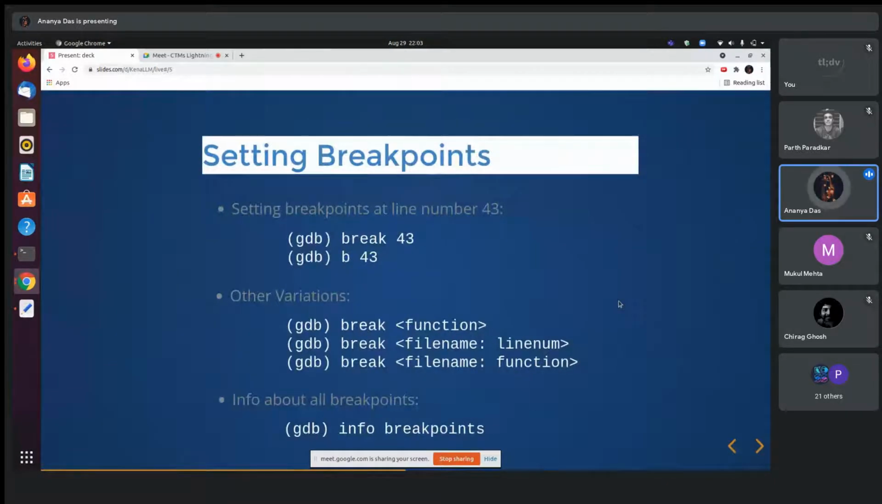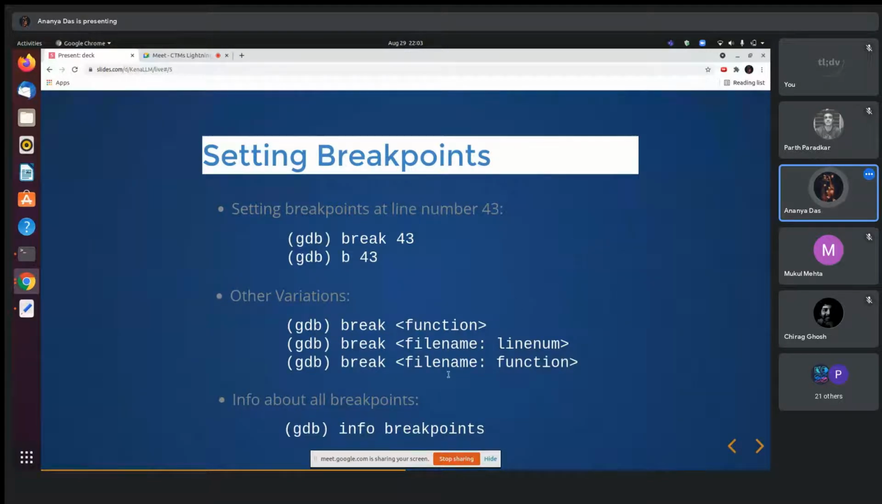So now coming to breakpoints. Breakpoints are those places in the program where we want the execution of the program to stop temporarily. To set breakpoints, we can just give the command break 43 if we want to stop the execution at line number 43. If we want to give a breakpoint in some function other than the main function, we use some other variations like break followed by the function name, and then we can give the particular line number in that function that we want to set the breakpoint upon.